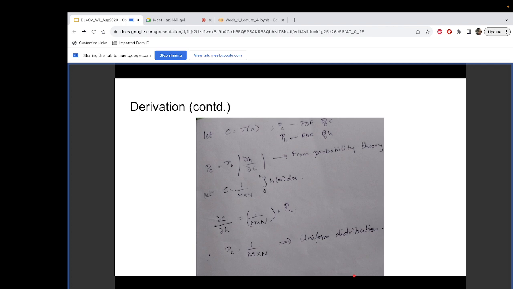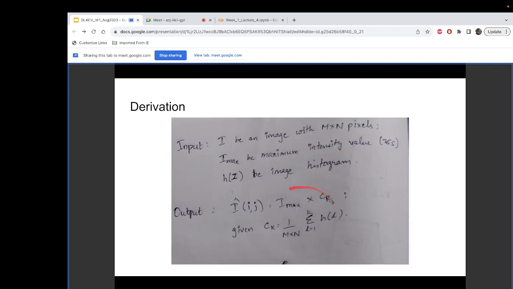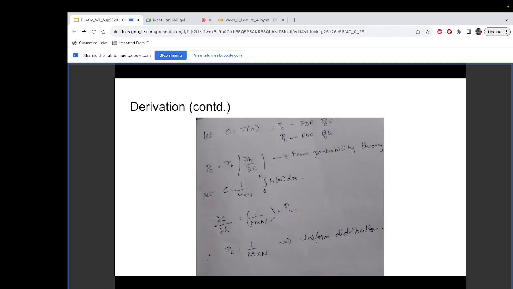So this is how we show that if we set the output image to be of this formula, Imax cross this thing, it works. Imax is basically nothing but a scaling factor, so you are ensuring that your image still lies between 0 to 255. Otherwise, if you ignore this, and you set your image to be the cumulative distribution function of the original image at the pixel intensity at position i comma j, you get a histogram equalized image.